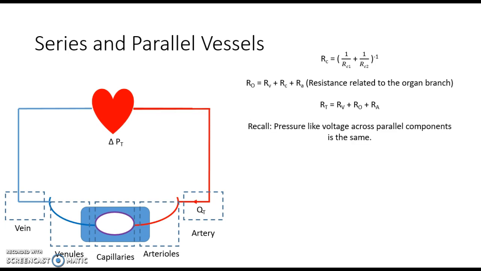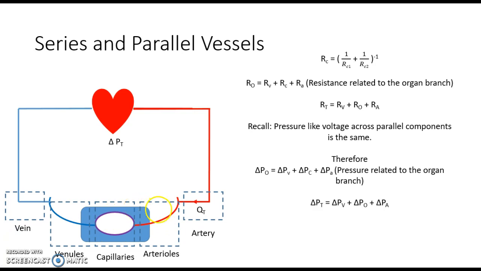And so if you all can recall, the pressure, like voltage, across any parallel component is going to be the same. And since the pressure across any parallel component is going to be the same, that means the pressure as seen across these capillaries in here are going to be the same. So if we know it, we can find the pressure across these. And if we have the pressure across this venule here and the arterioles here, then we can add those 3 pressures all up together and figure out what the pressure is as it relates to this branch for the organ here.